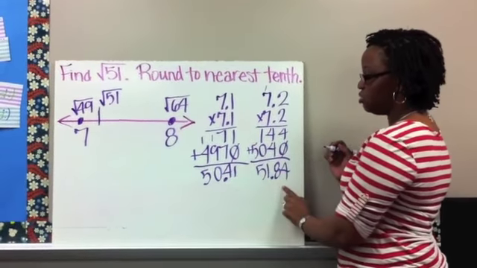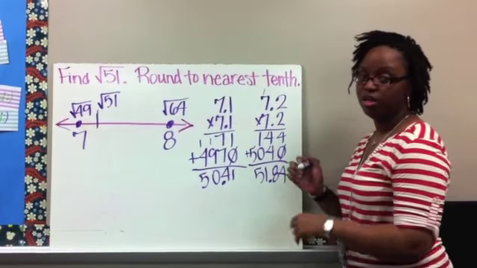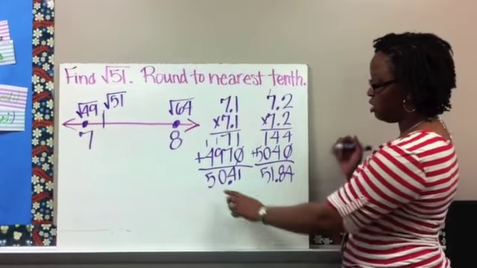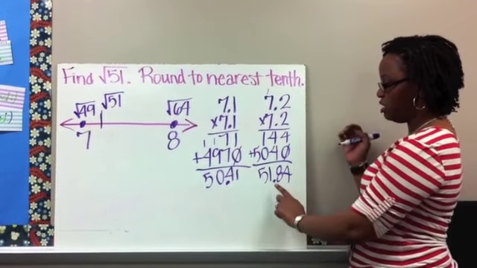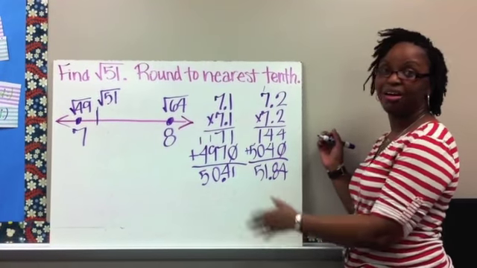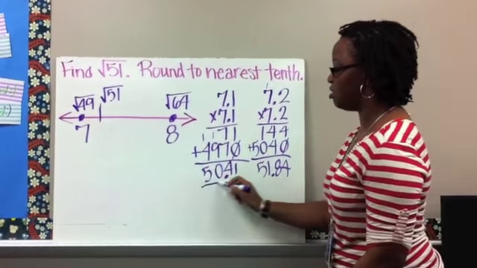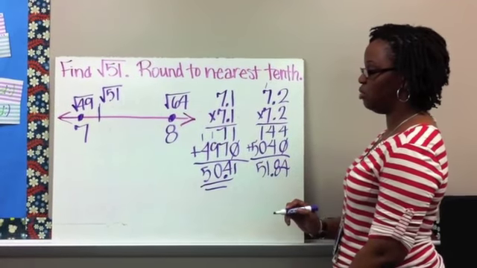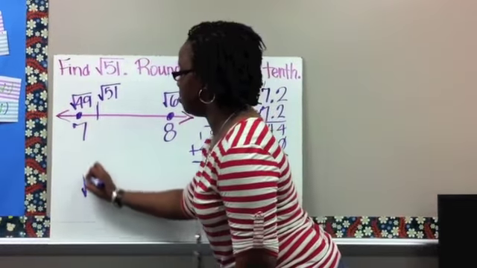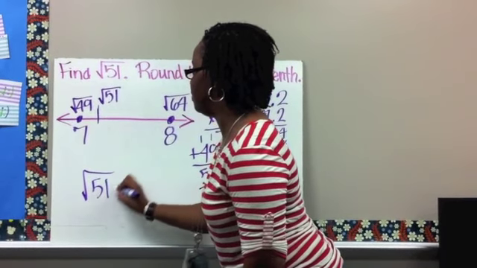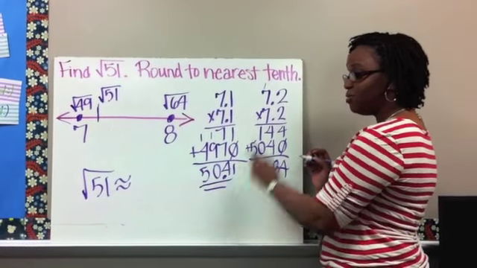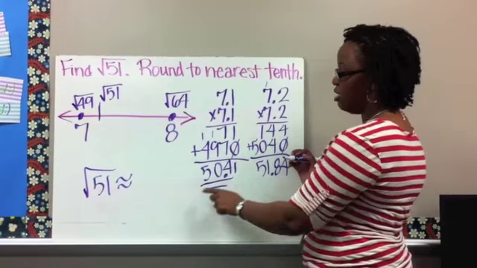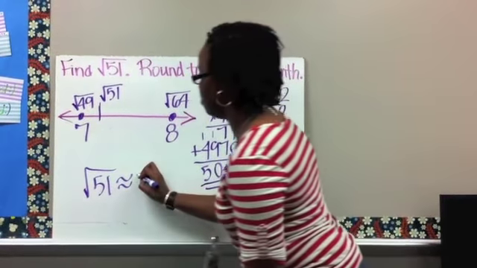So now I need to see which one of these is closer to 51. And if you need to, you can do the subtraction. But I know 50 and 41/100ths is about 6/10 away, whereas 51 and 84/100ths is about 8/10 away. So I'm going to go with the one that is closer to 51. So that means that my square root of 51 is approximately, because it did not come out all the way to 51, okay? So it's approximately 7 and 1/10.